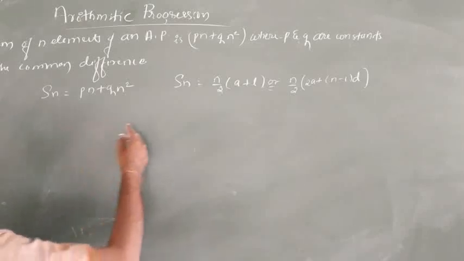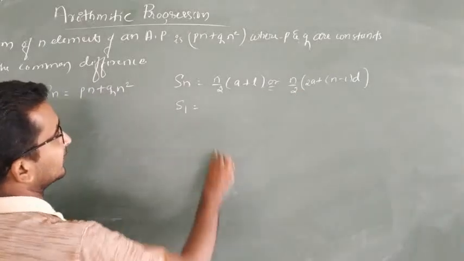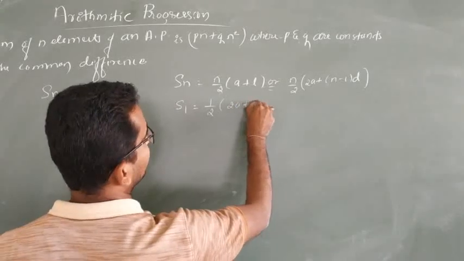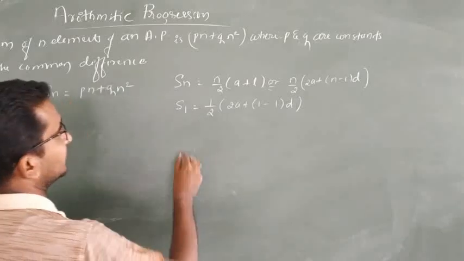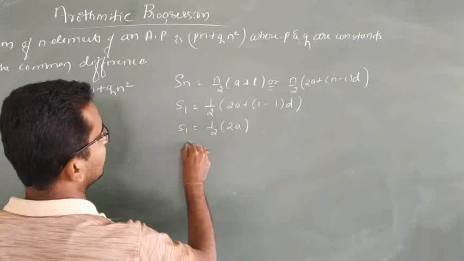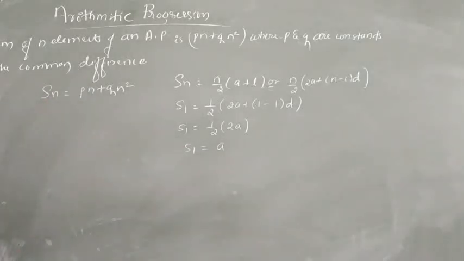Okay. So what does the first term become? S1 is equal to what? Substitute here. S1 is what? That is 1 divided by 2, into 2a plus 1 minus 1 into d. It means S1 is equal to 1 by 2 into 2a, that is S1 is equal to a. So this is what your first element is. S1 is what? That is a.